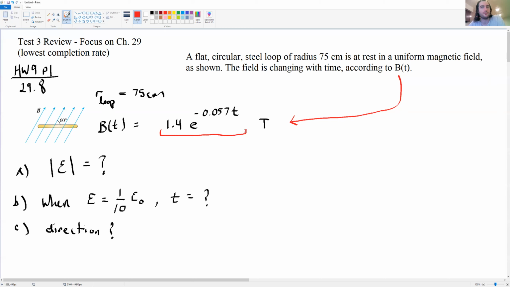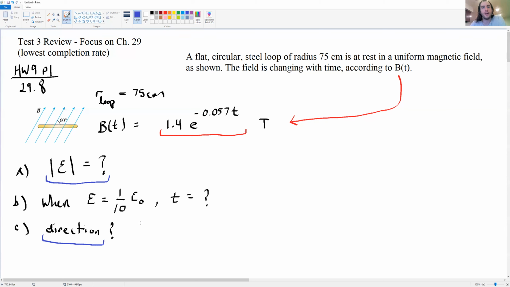The questions here that we're trying to answer are what is the EMF, the magnitude of the EMF. We don't care about plus or minus. We can determine the direction later, which is exactly what we'll do for part C.